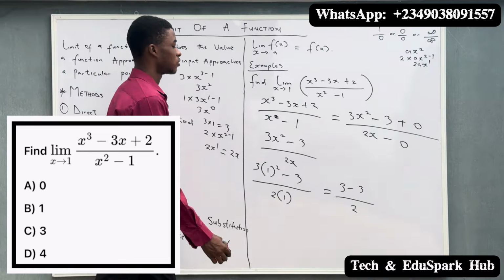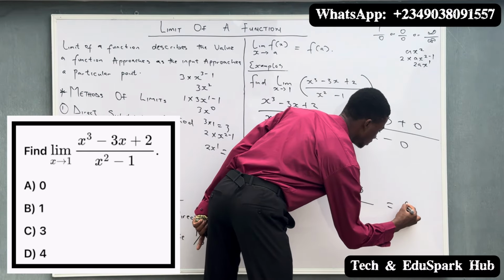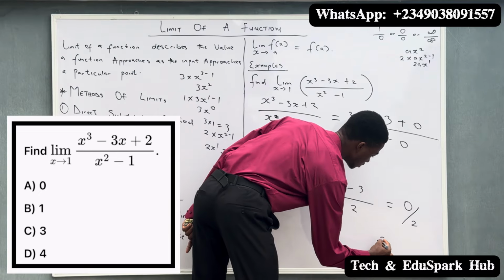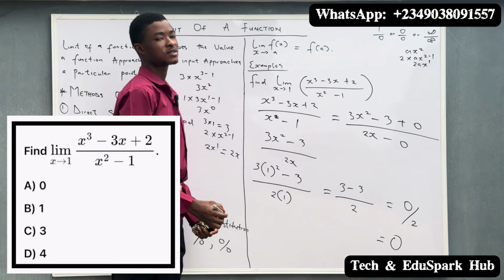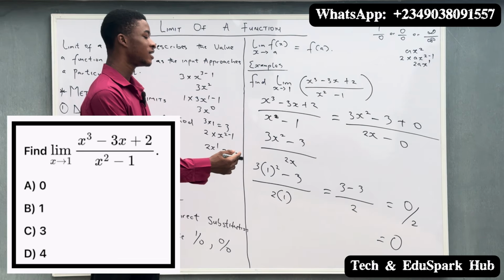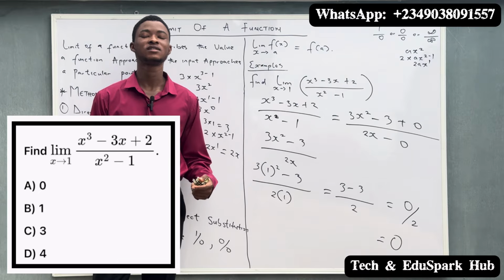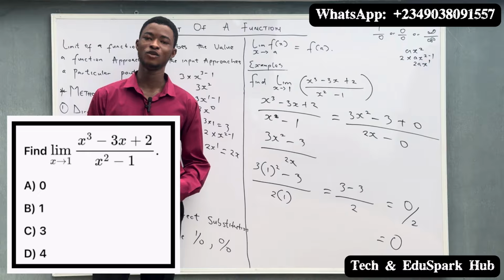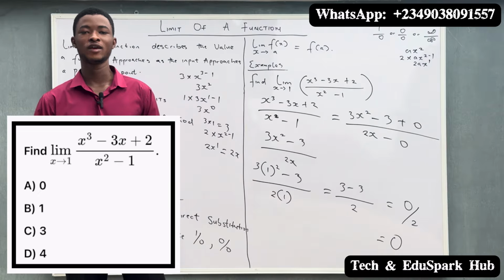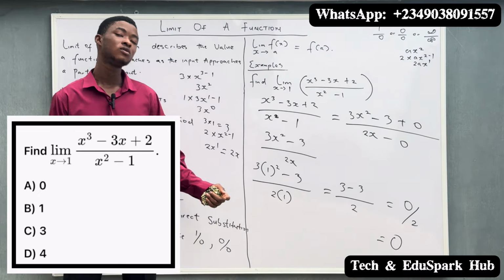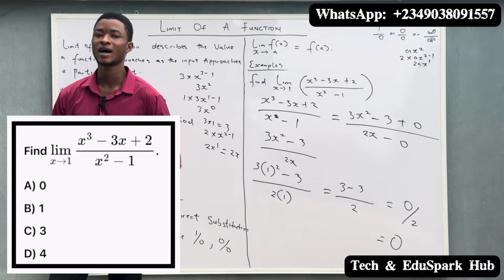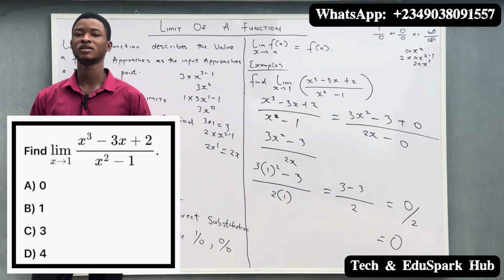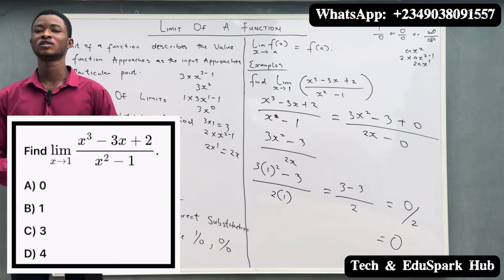In solving this question, we are going to have 0 divided by 2. So 0 divided by 2 will give us 0. It will not give us undefined, because so long as 0 is not your denominator, you are going to get a value. But if 0 is your denominator, you are not going to get any value; you are going to get an undefined or indeterminate answer. So 0 is the correct answer to this question, and option A is correct. You can see the options on the screen.